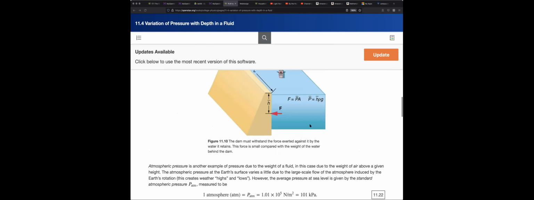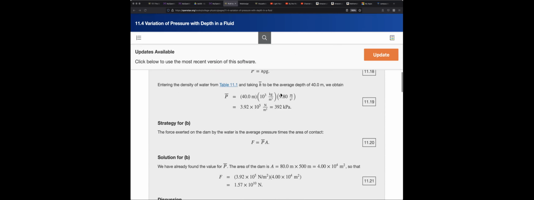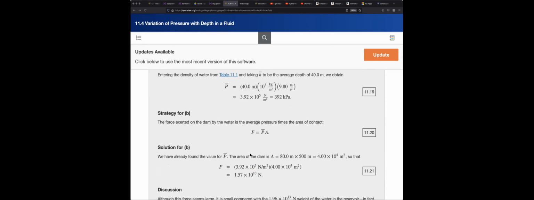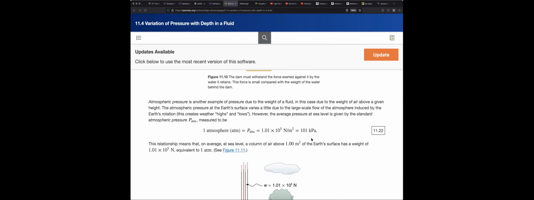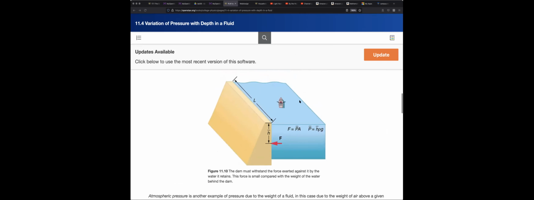So the actual pressure at the bottom, because of the water plus the atmosphere above it, is equal to the pressure from the water, 392 kilopascal, plus the pressure from the atmosphere above it, because the atmosphere also pushes down on the water and increases that pressure.